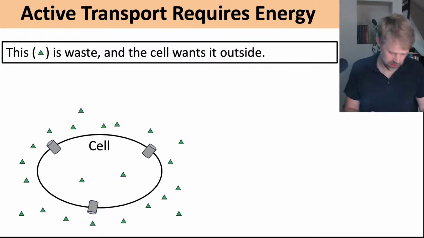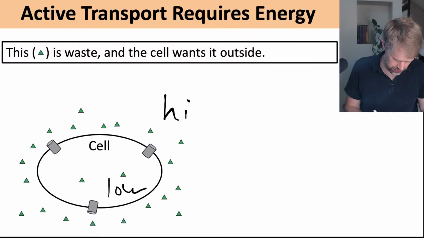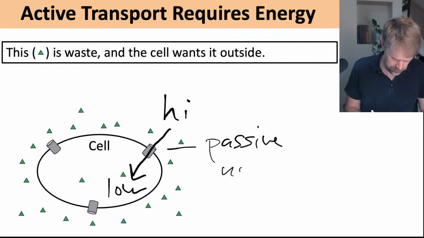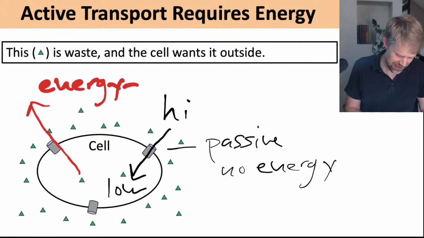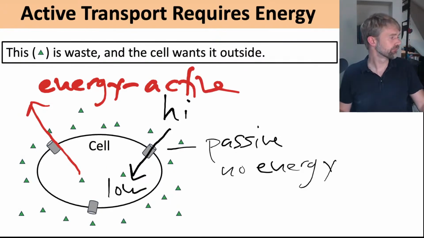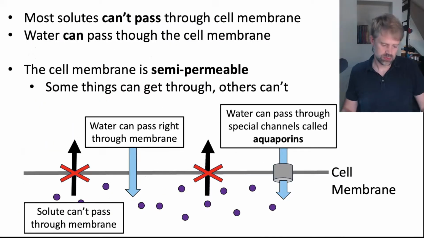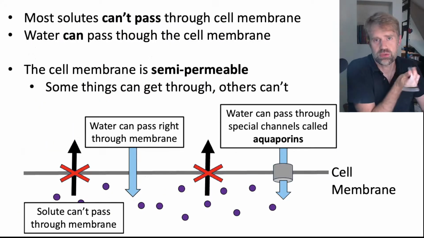Another example here, high concentration out here, low concentration in here. This way, high to low would be passive, no energy. But if we want to go in the other direction, from low to high, that is going to require energy, and it's going to be active. Okay, active transport.